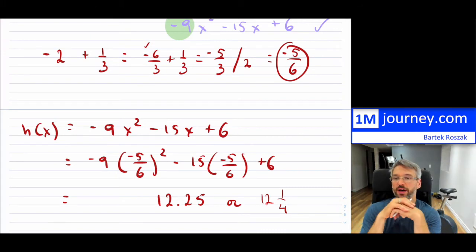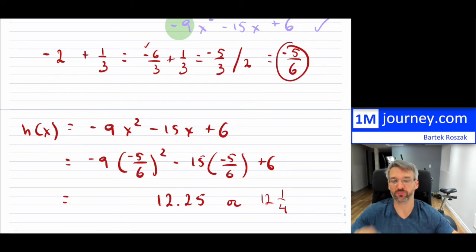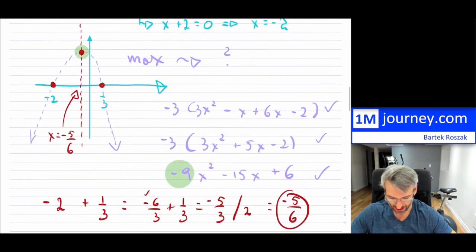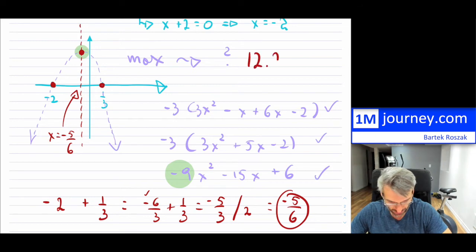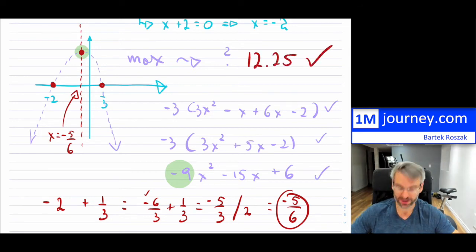All right, so there you have it. It would be about 12.25. That would have been our maximum value. So if it is in factored form, that's something that we can do. We can just use the line of symmetry and then find the maximum value. And here it is for us.